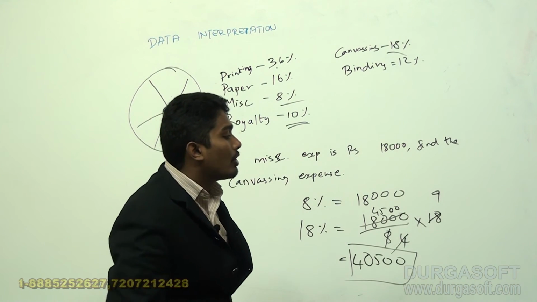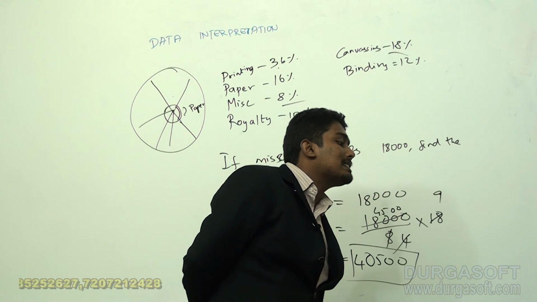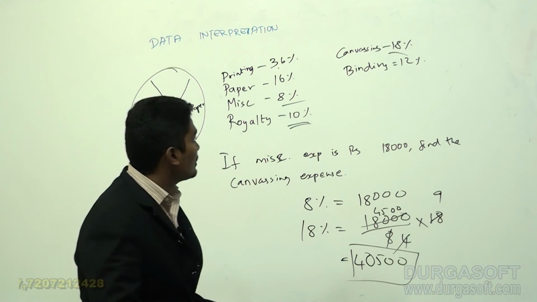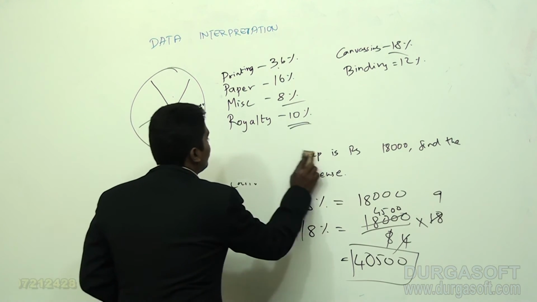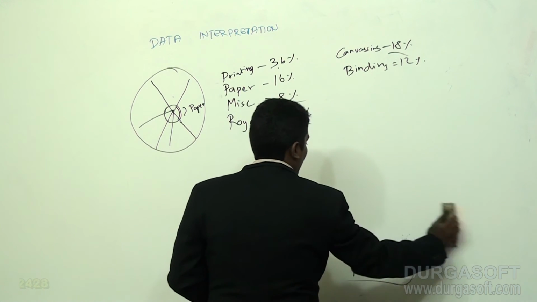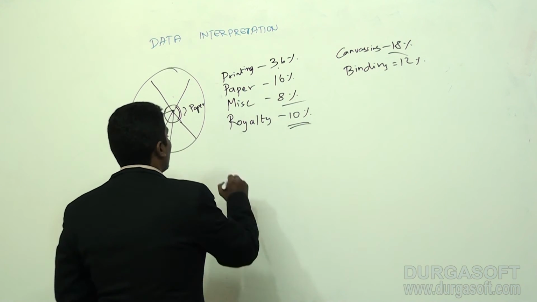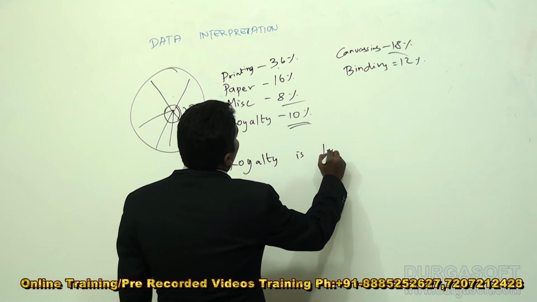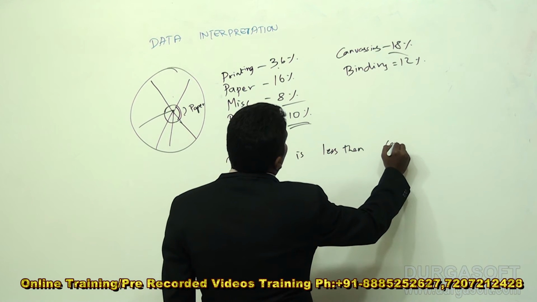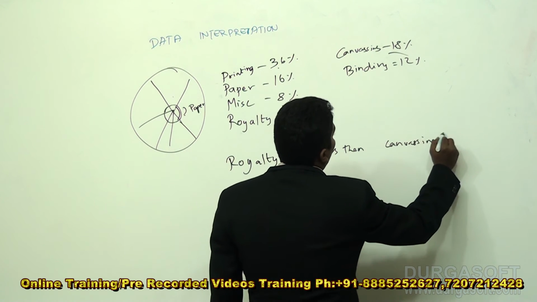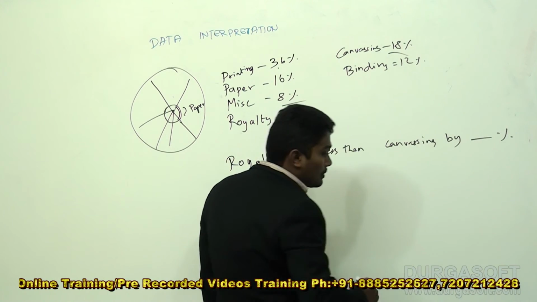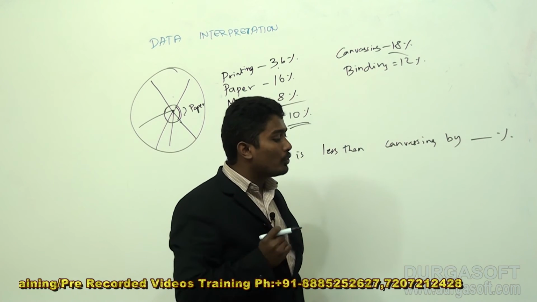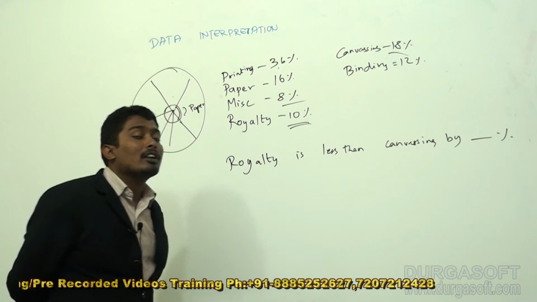The next question is royalty on the book. Royalty on the book is less than the canvassing expense by dash percentage. Your options given are 8%, 80%, 44.44%, 46%, and none of these.